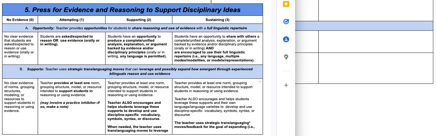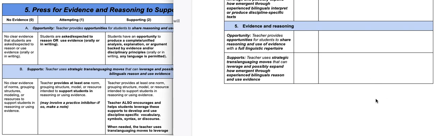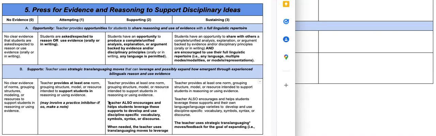Here we are again looking at the BCAIP rubric for practice number 5, with our BCAIP observation score sheet over on the right. So again, let's start by going through the opportunity row. We're beginning our observation, watching our video or in a classroom, and to start off, we have no clear evidence that students are asked or expected to reason or use evidence.